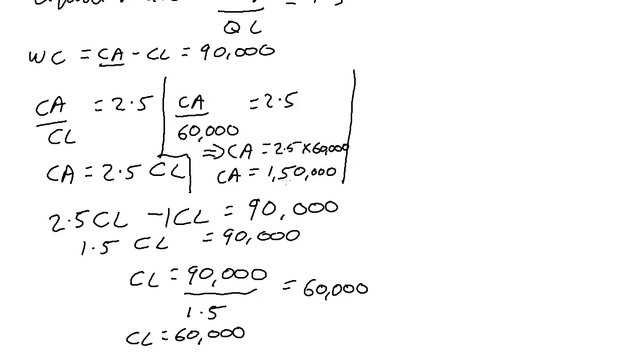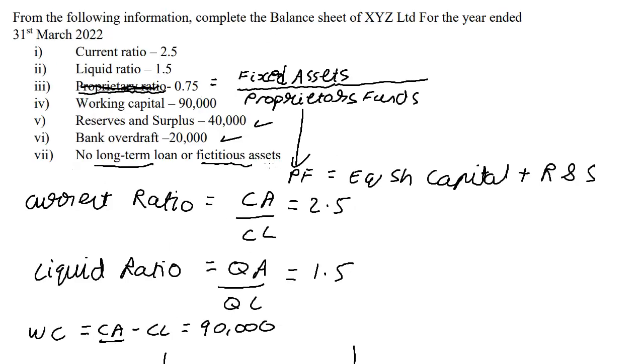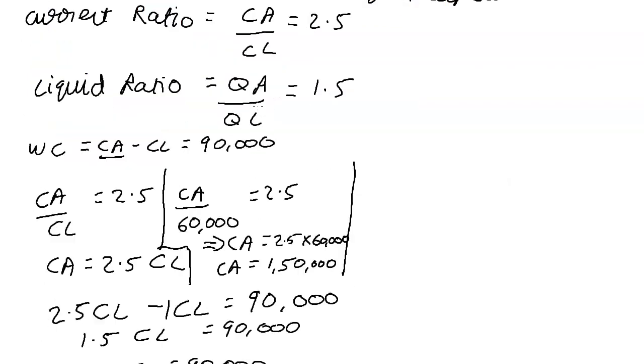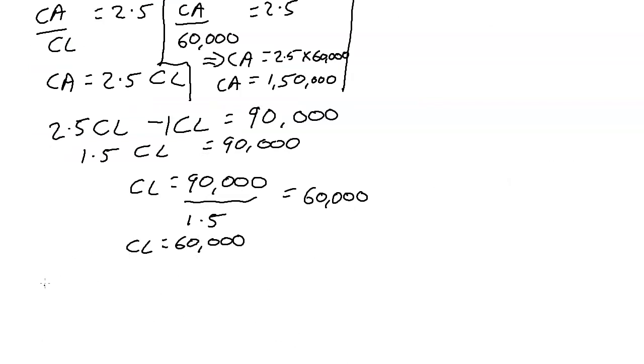Alright, so we have got ourselves current assets, we have got ourselves current liabilities. We are now in a position to proceed and do the math for calculating fixed assets. Because we have got ourselves proprietors funds, we have got ourselves a ratio, and because they've told us there's no long-term loan or fictitious assets, we can come up with a formula where we say that the proprietors funds plus the current liabilities, because that's all you're going to get on the liability side, is equal to fixed assets plus current assets.